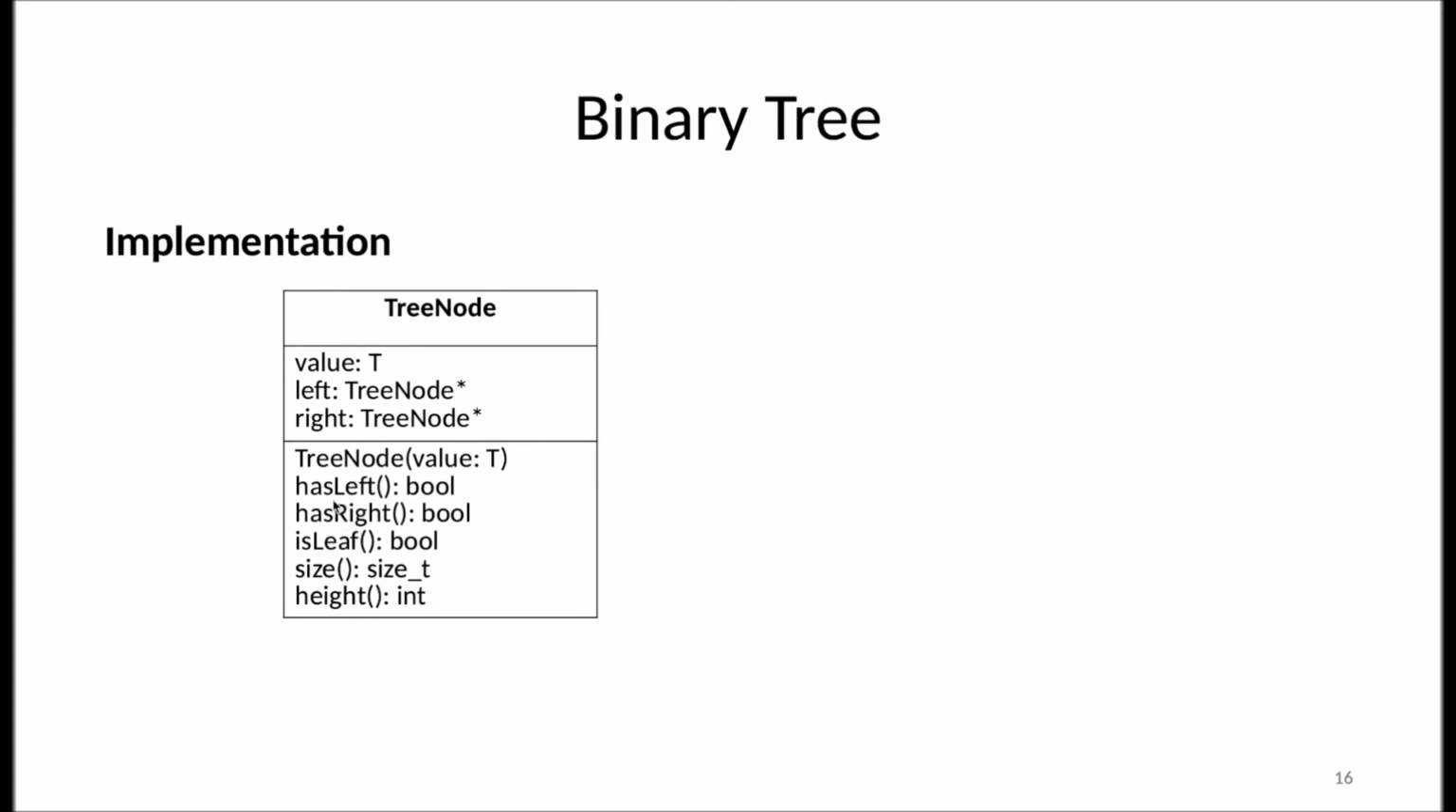I have some helper methods such as has left and has right, which simply check if the left is not null or the right is not null. I have a helper method to check if it's a leaf node, which checks that both left and right are null. And then the size of the tree node, which would count the node, including its descendants, and the height of the node, which would determine the height based on the longest path to its most distant leaf.